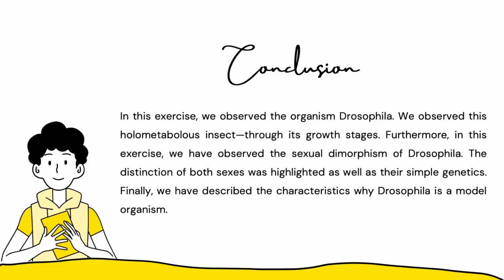In this exercise, we observe the organism Drosophila melanogaster, or the fruit fly. We observed this holometabolous insect through its growth stages. Drosophila growth progresses through 4 main stages of development: the embryo, larva, pupa, and adult. Furthermore, in this exercise, we have observed the sexual dimorphism of Drosophila. We also highlighted the distinction of both sexes.